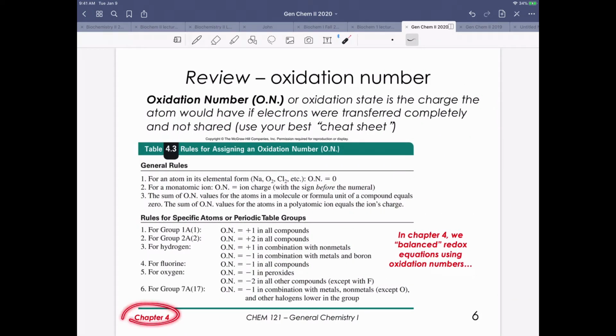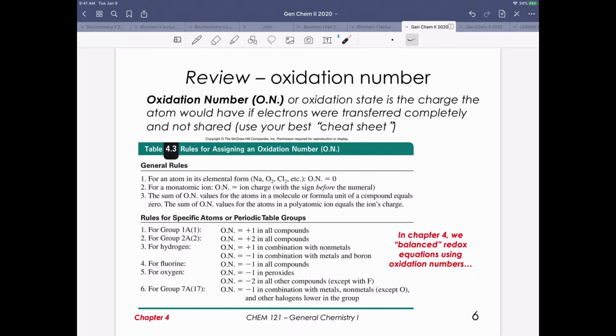So again, this is another slide from chapter 4, giving us some general rules for how we assign oxidation numbers. If anything is in its elemental form, it has an oxidation number of 0. For ions, if it's a monoatomic ion, we take the charge to be the oxidation number. But if we've got polyatomic ions, we need to do some summation. And there are some rules here. Our periodic table is going to be our best cheat sheet for figuring out what kind of charges we may have for oxidation numbers.